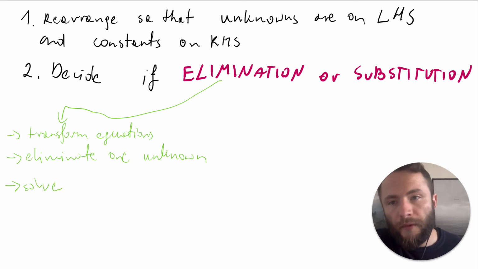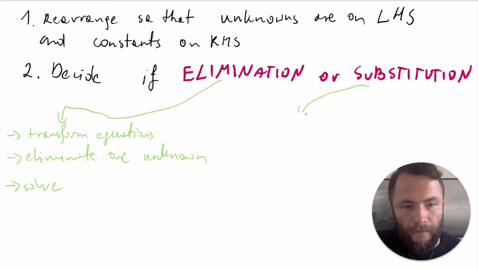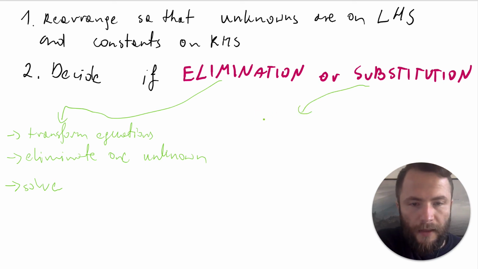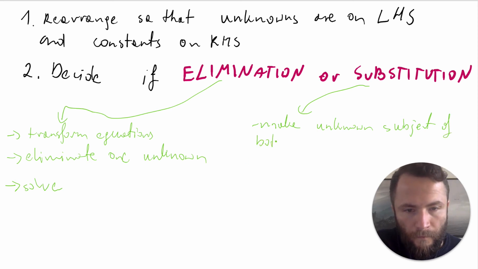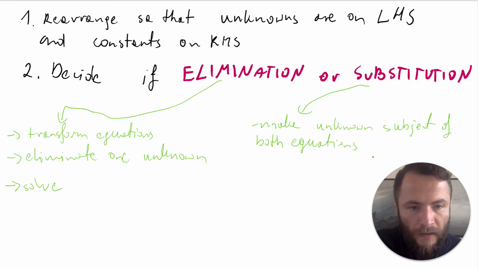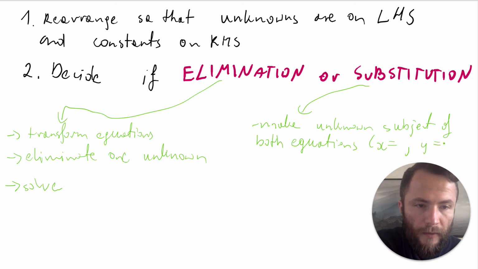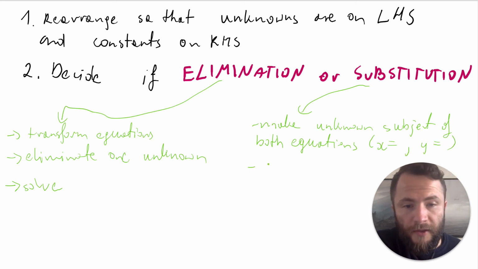If you want to do the substitution method, what you need to do is make one of the unknowns the subject of both equations, which means that it will be either x equals or y equals. Solve that equation and find the second one.